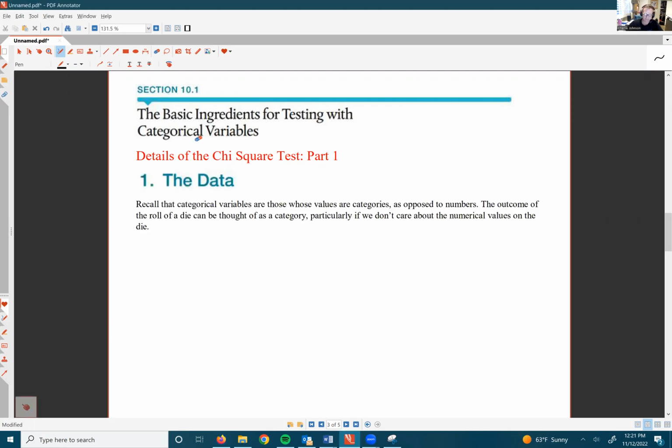So let's look at the data. Recall that categorical variables are those whose values are categories as opposed to numbers. The outcome of the roll of a die can be thought of as a category, particularly if we don't care about the numerical values on the die. It could be labeled A, B, C, D, E, and F. It would be equivalent.